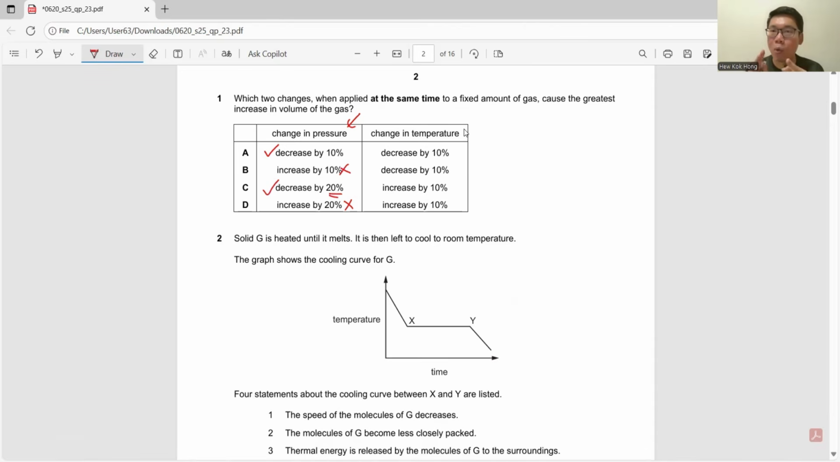And then change in temperature, we know when temperature increases, the particles will collide more. So it will make the volume larger and larger. So that's why we must increase temperature. The only answer is C.